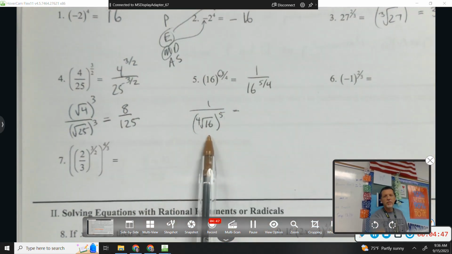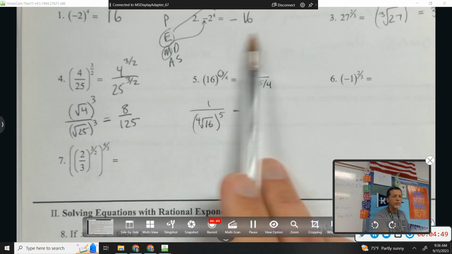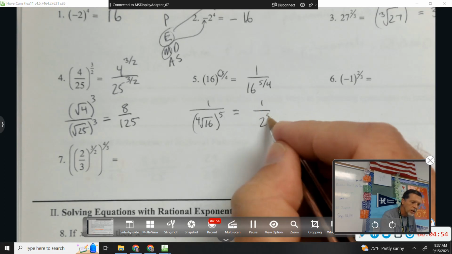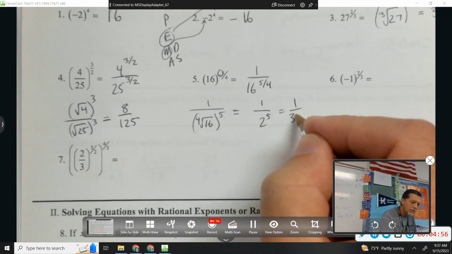So the 4th root of 16, well, we kind of just did that. 2 to the 4th was 16. So the 4th root of 16 is 2. And 2 to the 5th is 32.